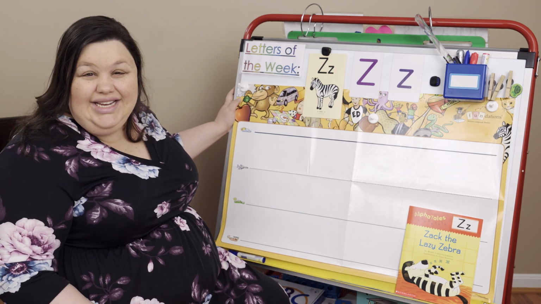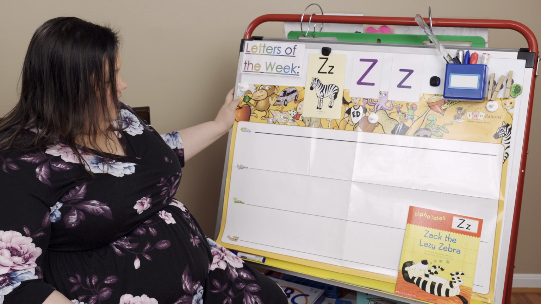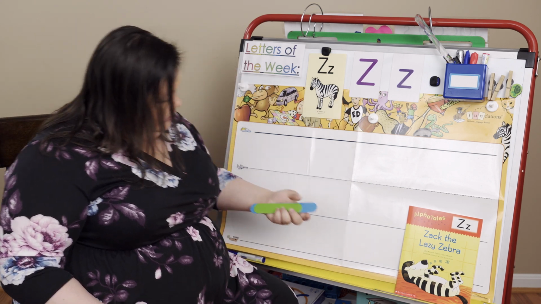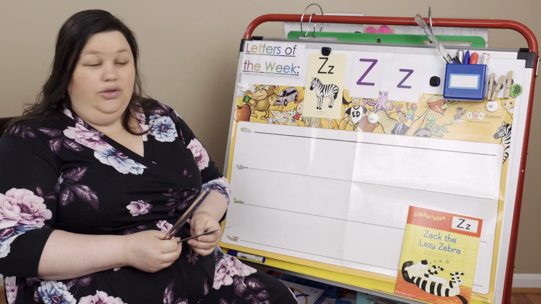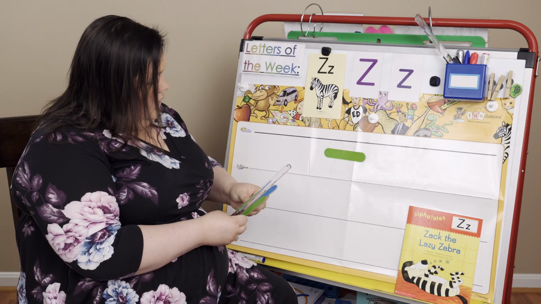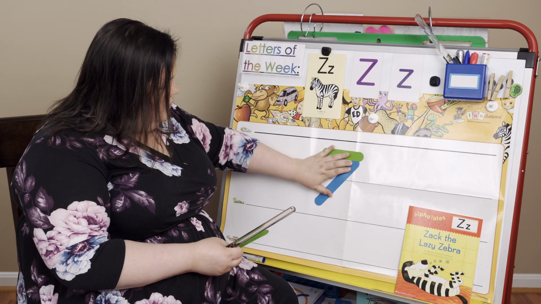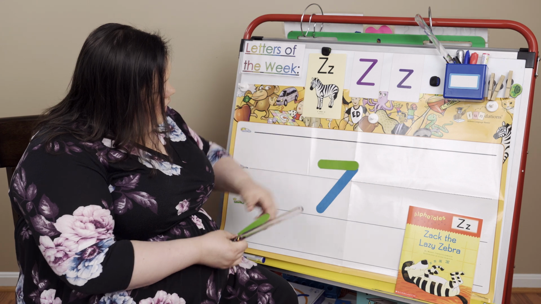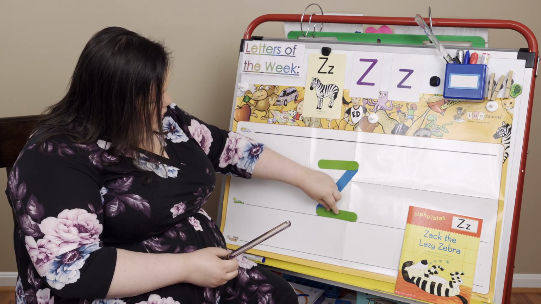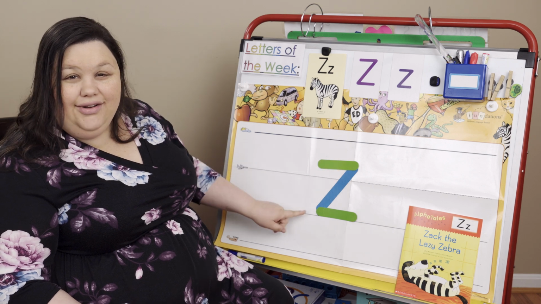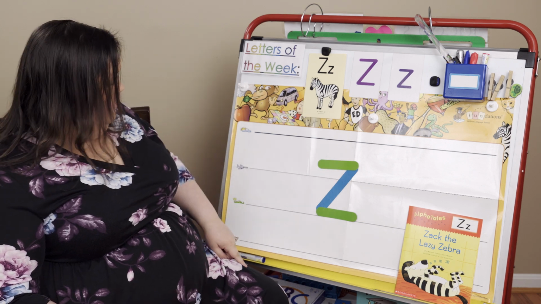Let's build our Z together. You want to build our Z first? All right, let's build our Z's. We're going to need two short lines. One goes at the top. One goes diagonal. And one goes across the bottom. Like this. Across the top, one diagonal, and across the bottom.